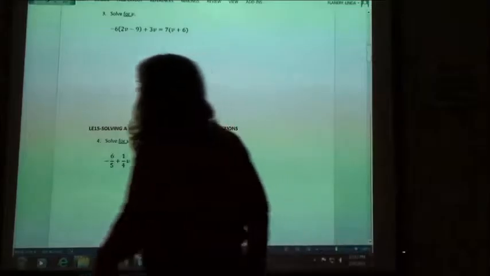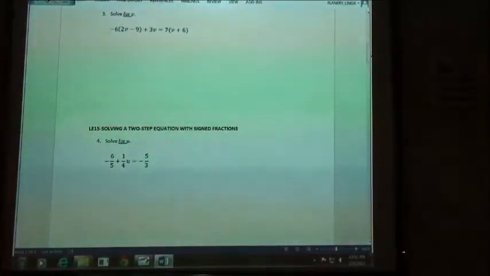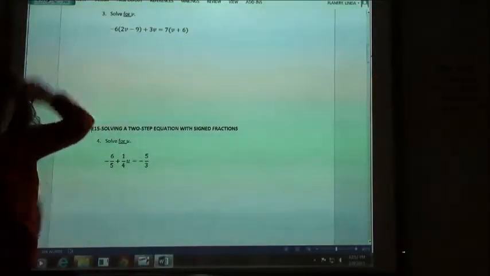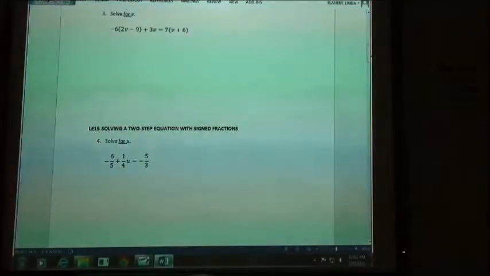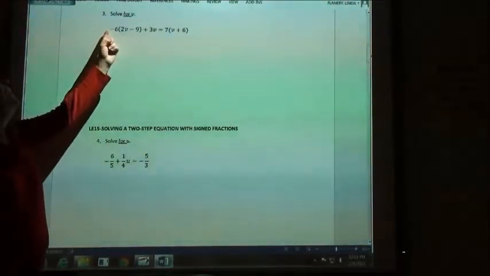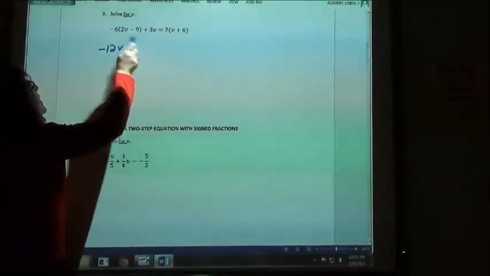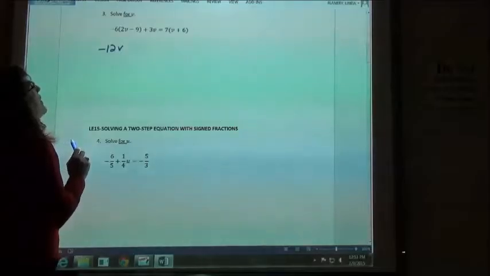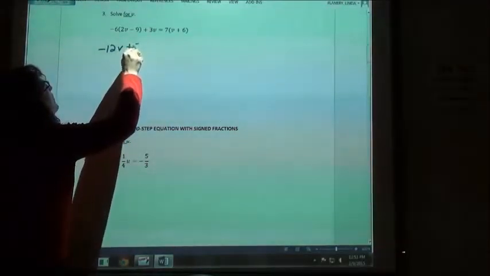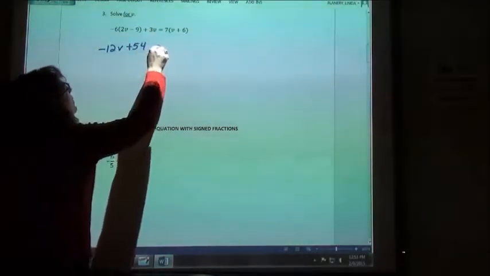So number 3 says solve for v. First thing I want to do, get rid of my parentheses using my distributive property, right? The 3 that goes on there is on the back. I was trying to save some paper. So, negative 6 times 2v, negative 12v, negative 6 times a negative 9, plus 54. And then bring down the plus 3v.